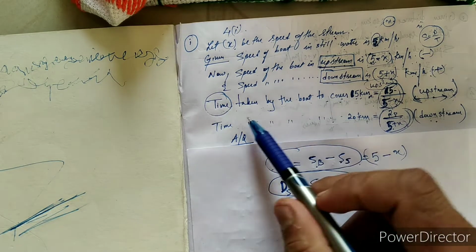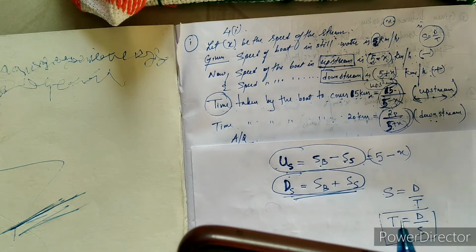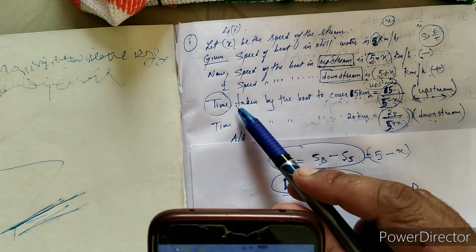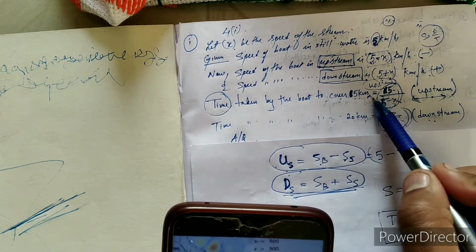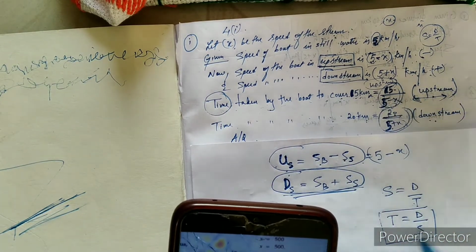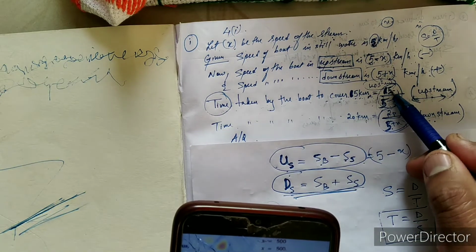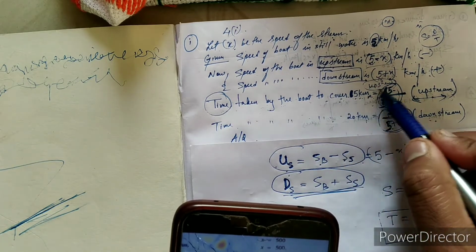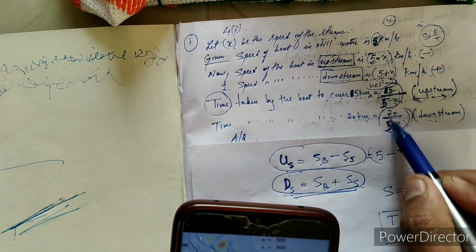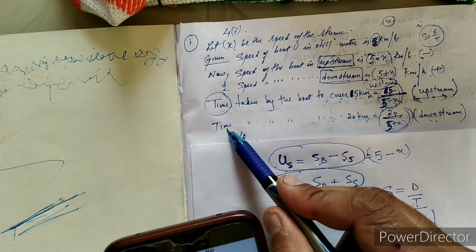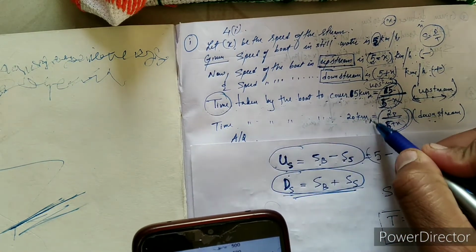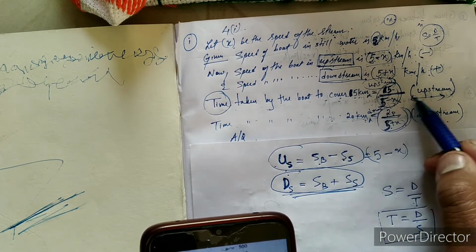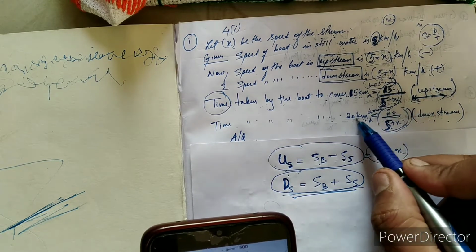If you check the question, it says it goes 5 kilometer upstream. Time taken by the boat to cover 5 kilometer upstream: according to the formula, distance is 5, divided by speed. We are talking about upstream, so speed is 5 minus x. That's why I've written 5 minus x. Now same thing, time taken by the boat to cover 20 kilometer, but this is downstream, so you can write downstream speed here. It's better to write it here. I forgot to write it. So 20 kilometer downstream speed.